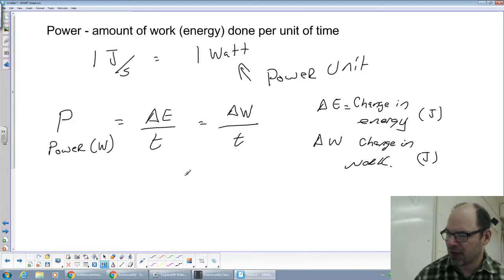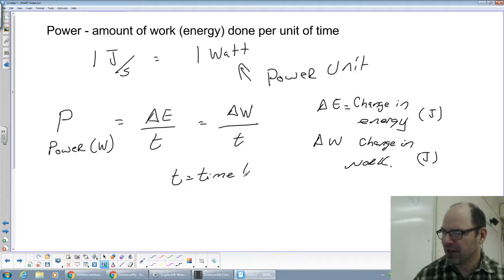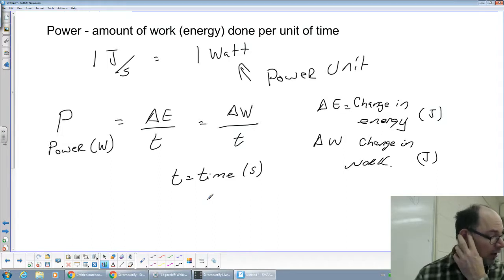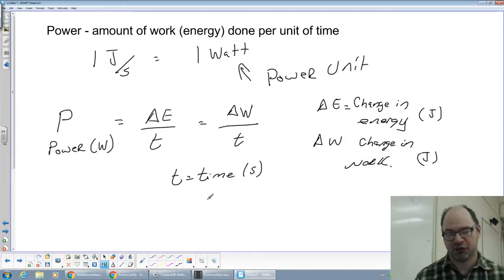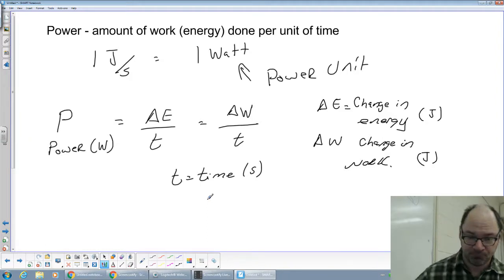Okay, and then this last one, T equals time, and that's measured in seconds, usually. So if we want it in watts, we have to make sure it's in joules and seconds. So that's the equation for power.